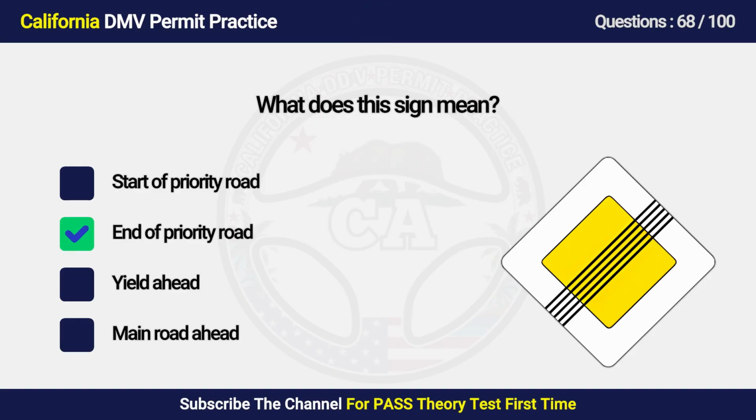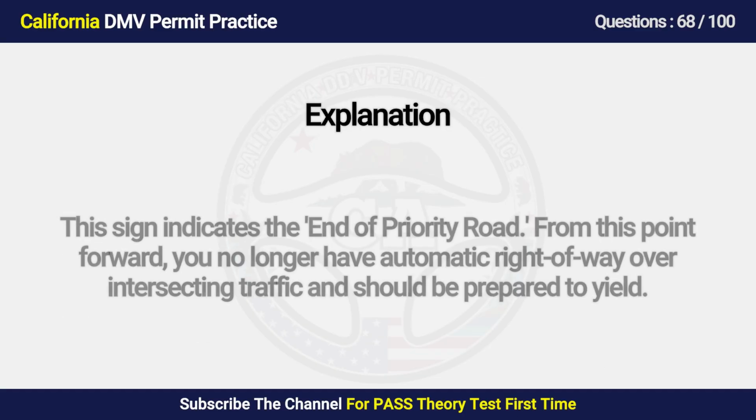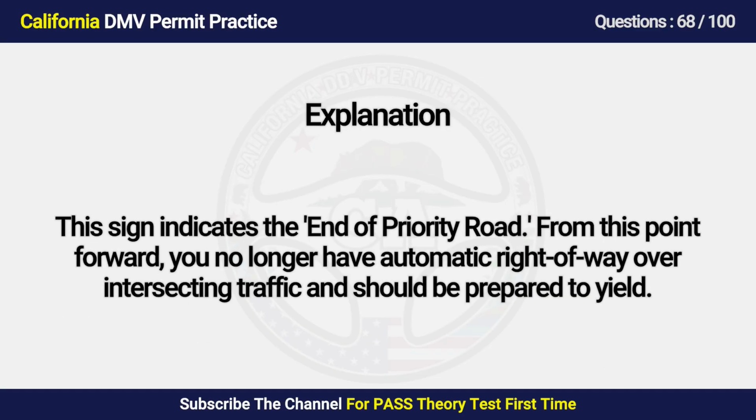Answers is B. End of priority road. This sign indicates the end of priority road. From this point forward, you no longer have automatic priority over intersecting traffic and should be prepared to yield.